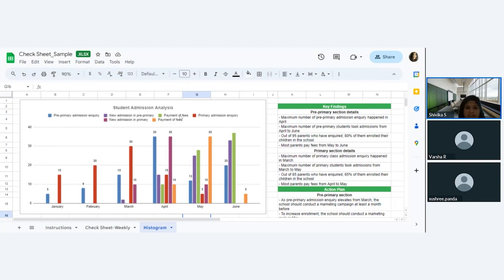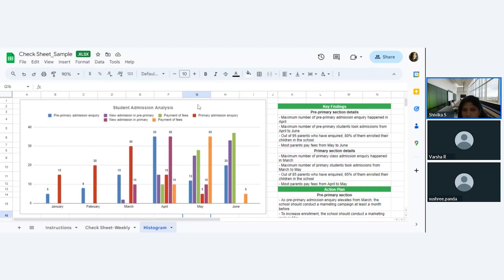Okay, I'll proceed with this. You can clearly see in the month of April, the highest pre-primary admission inquiry was there. And the new admission in primary is mostly in the month of April. So here you can clearly see the data. For example, payment of fee was maximum in the month of May. These different colors on the graph represent what is happening in which month.